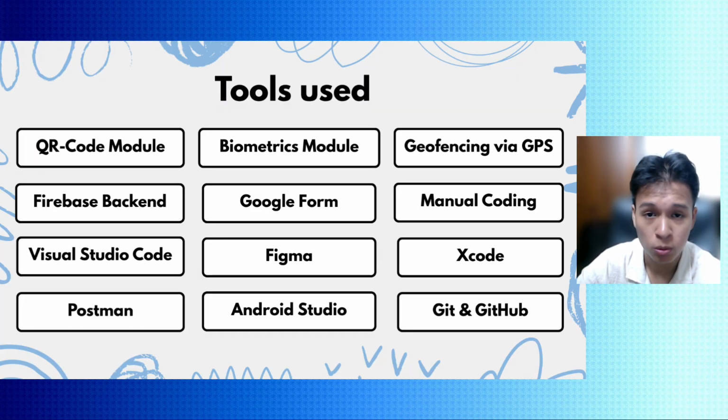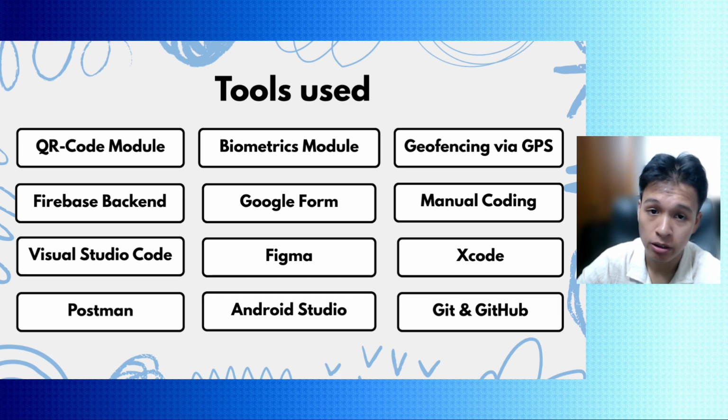So each tool was selected for its specific strengths and role in the system development and evaluation. So starting with the core modules first, number one is the dynamic QR code. This module generates codes via image processing and syncs with Firebase in real time. It changes every second to prevent QR code forwarding.